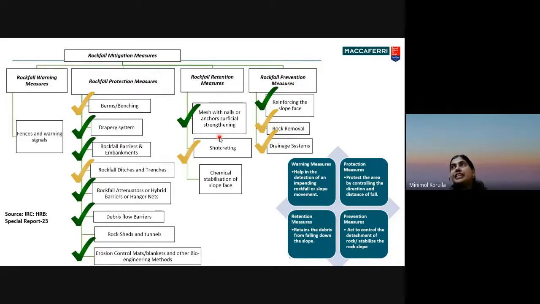Some of our retaining walls can themselves act as a rockfall mitigation measure. And finally, rockfall prevention measures.